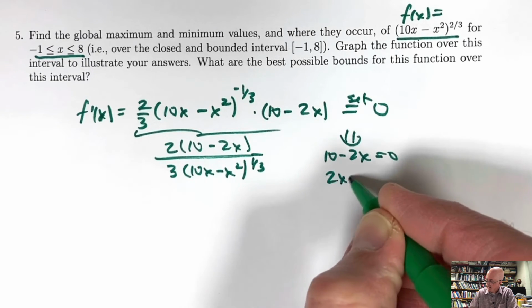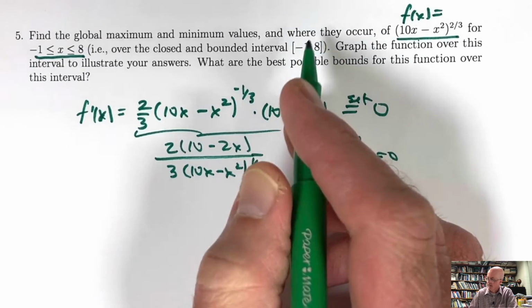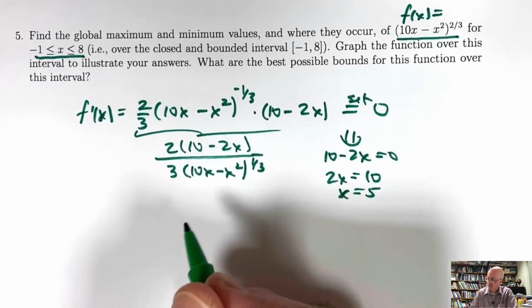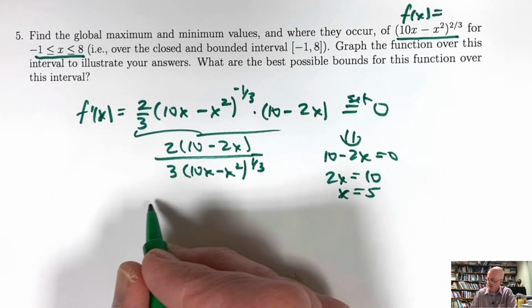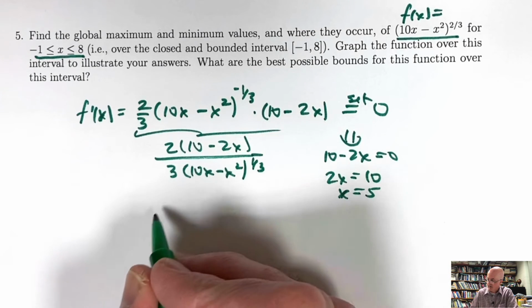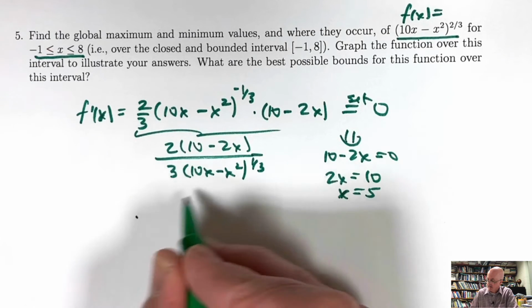So 2x is 10 and x is 5. That is a critical point in the interval. But this also has critical points whenever this thing is undefined, which means you'd be dividing by 0. Again, that's not a proof, but it's a plausibility argument.